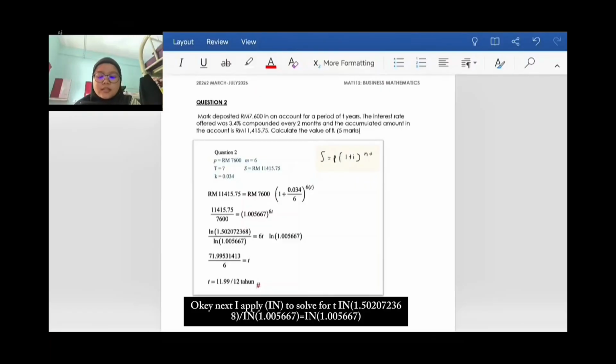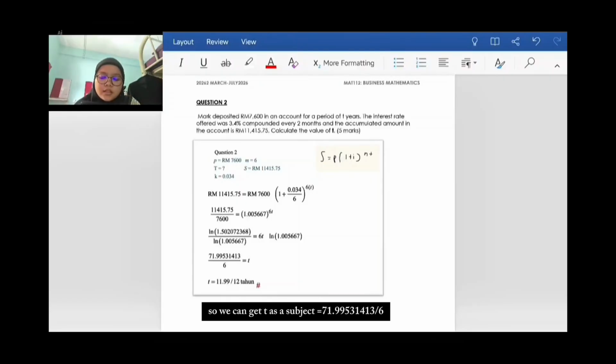Okay, next I apply log to solve for t. Log 1.502072368 per log 1.005667 equals to 6t log 1.00567 per log 1.00567. So we can get t as the subject equals to 71.99531413 per 6. So the final answer, we will get t equal to 12 years.